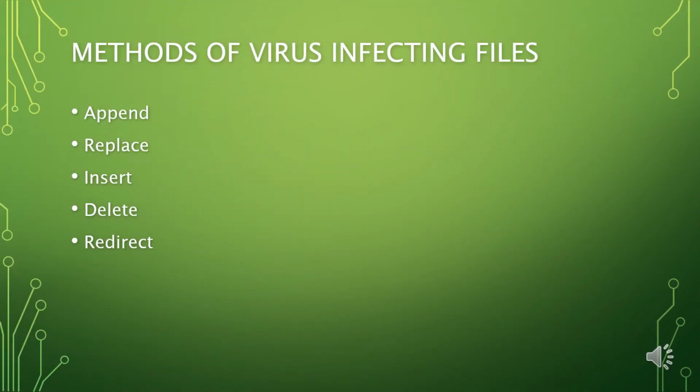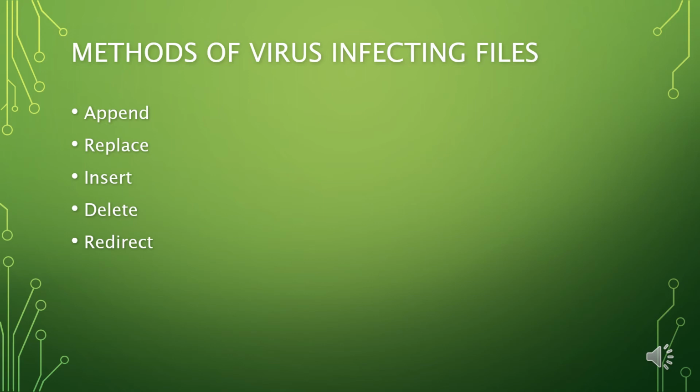Now, what are the different methods by which viruses infect your file? The various methods are appending, replacing, inserting, deleting, and redirecting. What is appending? In this method, the viral code appends itself to the unaffected programs. So, a copy of a virus program will be attached, or appended. Appended means after your data is completed, there will be data of your virus program in that particular file.